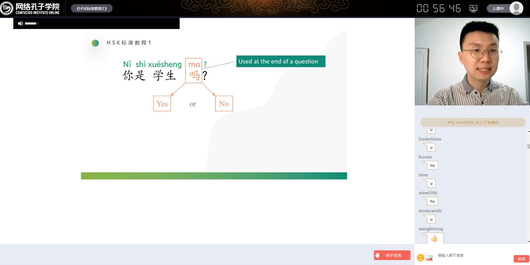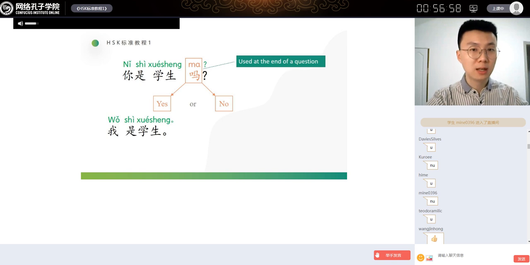If the answer is yes, how to say? 你是学生吗? So answer it. The answer is yes. We can say 我是学生. If the answer is no, 你是学生吗? No. So we should say 我不是学生. Very good. 我不是学生. Now here, we use ma at the end of a sentence to ask yes or no.